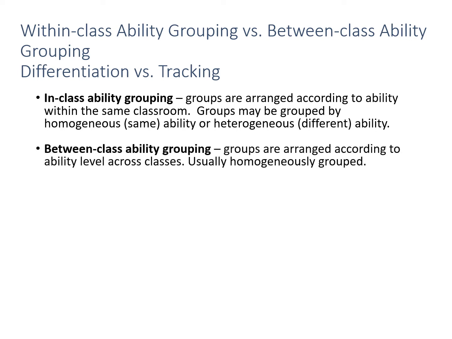Between class ability grouping is a different kind of grouping. It's when groups are arranged according to ability level across classes. So this most frequently starts to happen in middle and high school. Honors classes versus on-level classes are an example of between class ability grouping. And these groups are usually homogeneously grouped, that is, same ability level.